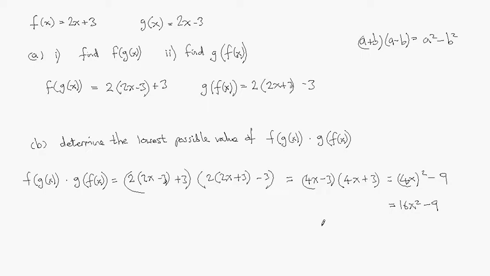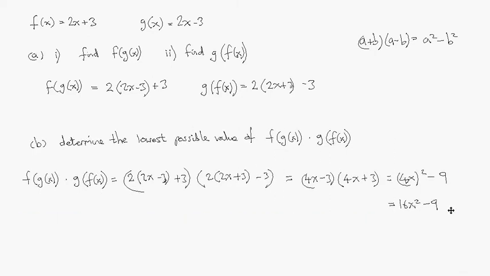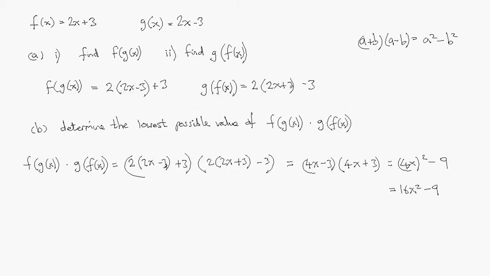So to find the least possible value of that product, which comes to 16x squared minus 9, probably in the higher syllabus you have to use a trial and error method, but we could also say that the first derivative of the function will identify the location of the lowest point. So we can look at both then.